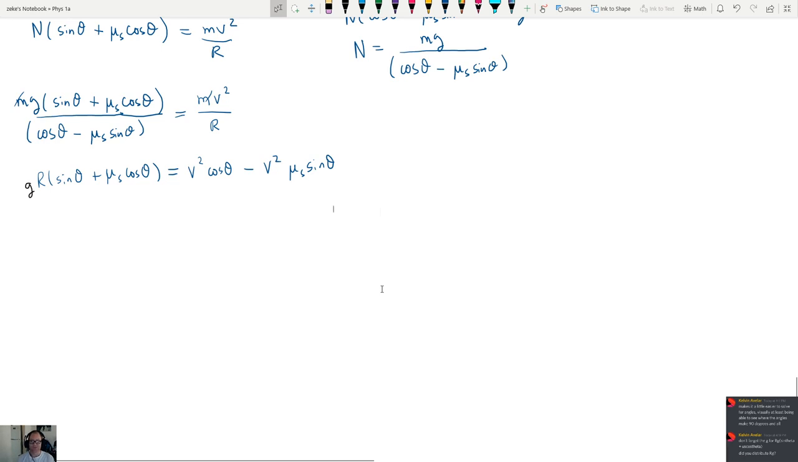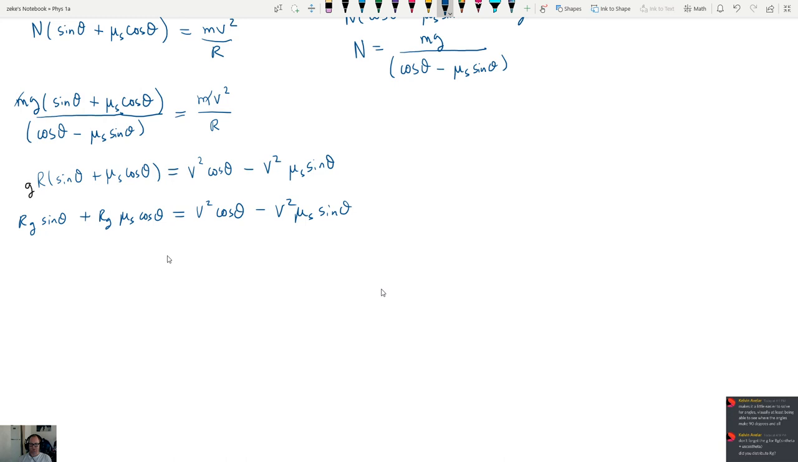I don't want people to get confused. Okay, distribute this through. You get RG times sine of theta plus RG mu s cos theta. I need to focus on what I'm doing. I keep looking out of the corner of my screen at the Discord, but I should just focus and make sure I don't make any algebraic mistakes. That being said, I still make algebraic mistakes even when I'm focusing.